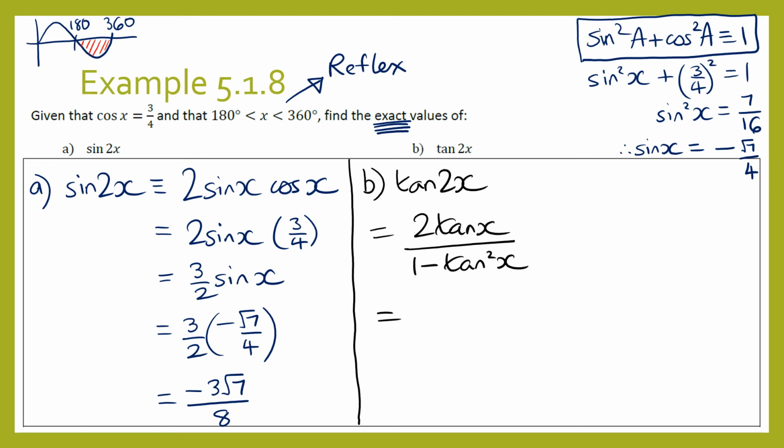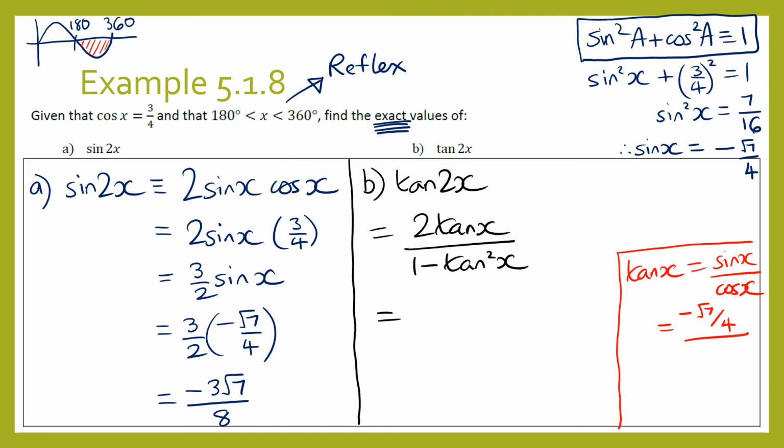Now the reason I'm doing it this way is we were given cos x in the question. We've worked out sine x, so I can divide those to get tan x, and then I'm just going to sub in to this expression here. So I'm just going to do a little bit of working out down the side here. Tan x, which is of course sine x over cos x. Sine x was negative root 7 over 4. That's what we found earlier. And cos x we were given 3/4.